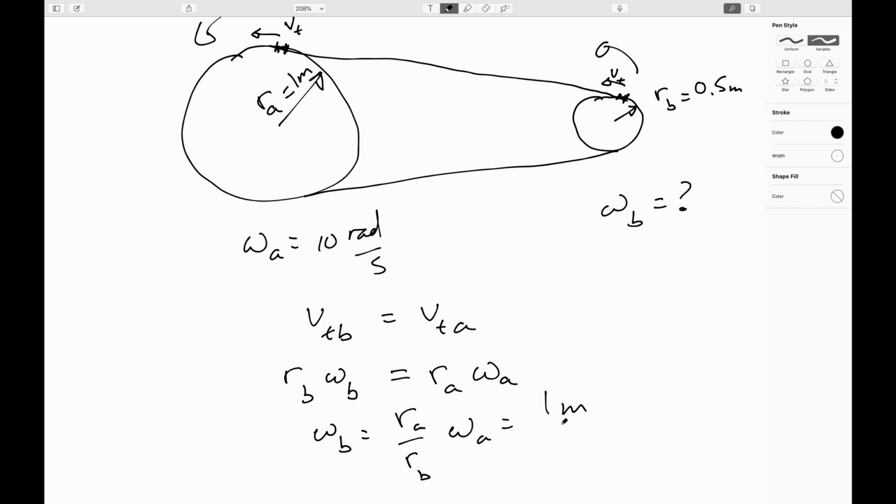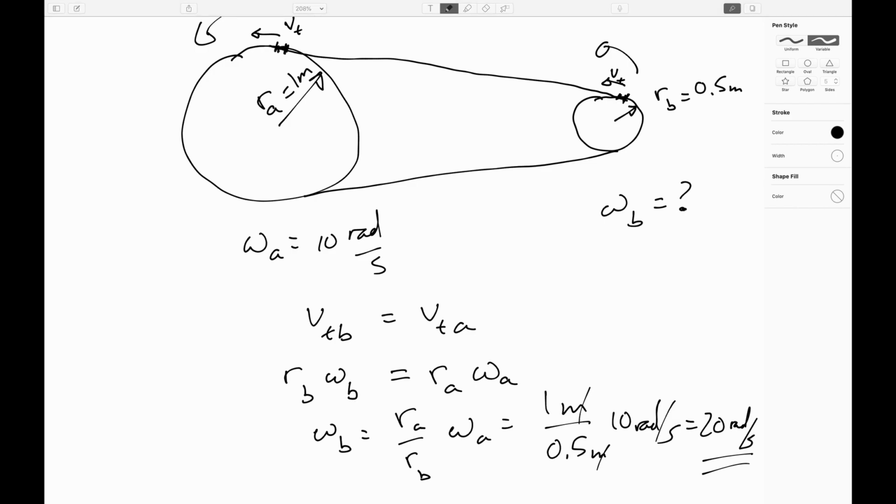So we have 1 meter over 0.5 meter times 10 rad per second. Meters cancel, and we are left with 20 rad per second. And that should match our intuition here. You know, we know from things like, say, turning a bike crank that you don't have to turn the pedals around as many times as the wheel goes around, because the cogs in the back of the bike are smaller than the chain rings where the pedals are.